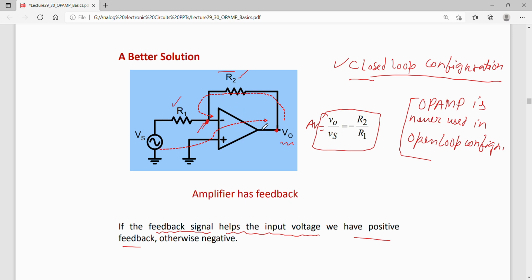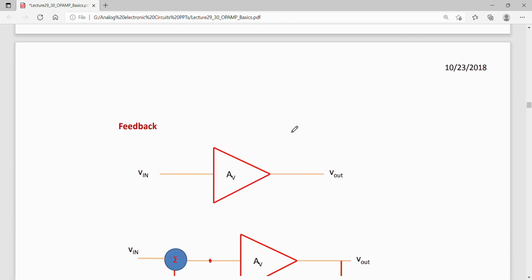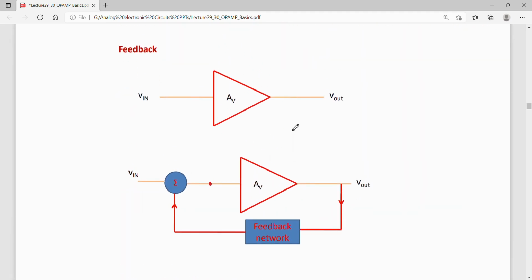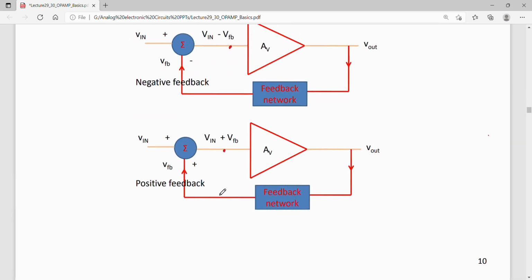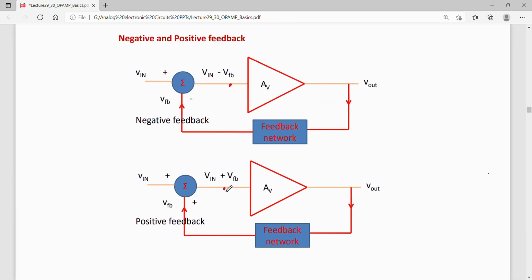In fact, we can talk a little bit about feedback before going further. Let us say we have an op-amp or any amplifier. Output is taken back via some feedback network to the input. So this is a feedback, and one can define negative and positive feedback. For example, this is a case of negative feedback.